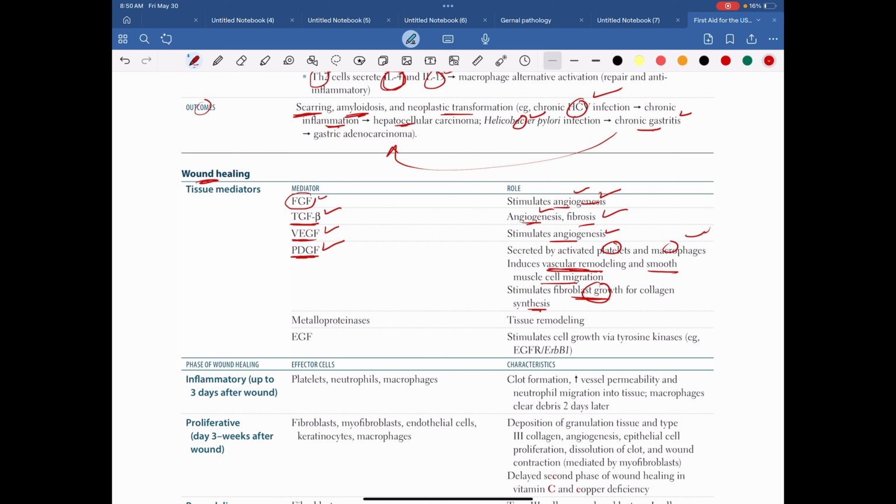So if they ask you in the exam, during wound healing there is a lot of collagen tissue. How is this collagen tissue going to be synthesized? Basically it is synthesized with the help of platelet derived growth factor, and these are the tissue mediators which are produced by the platelets and macrophages.